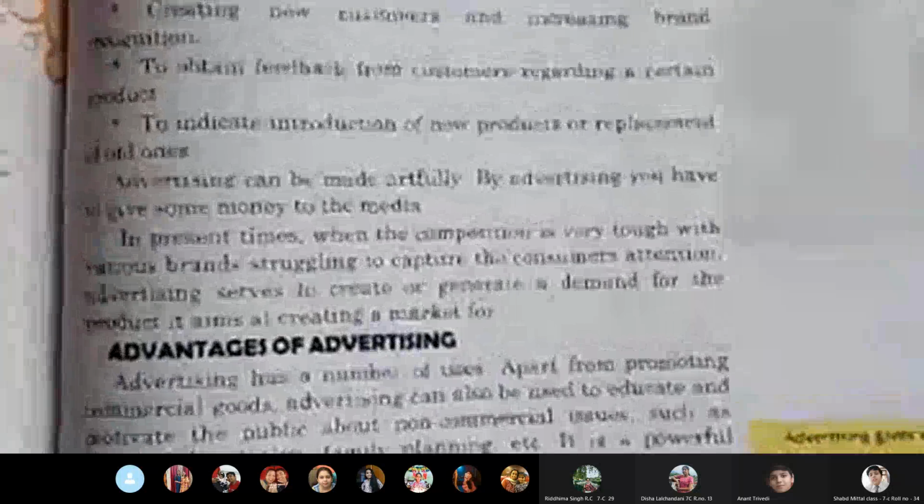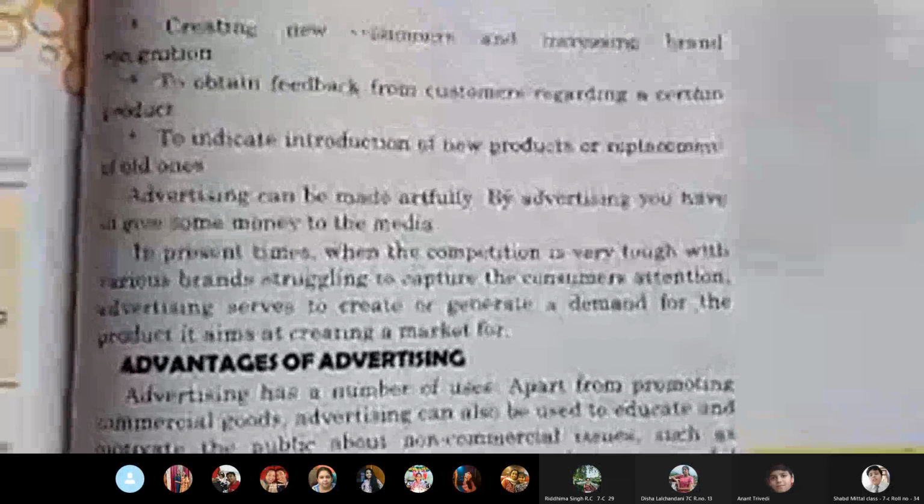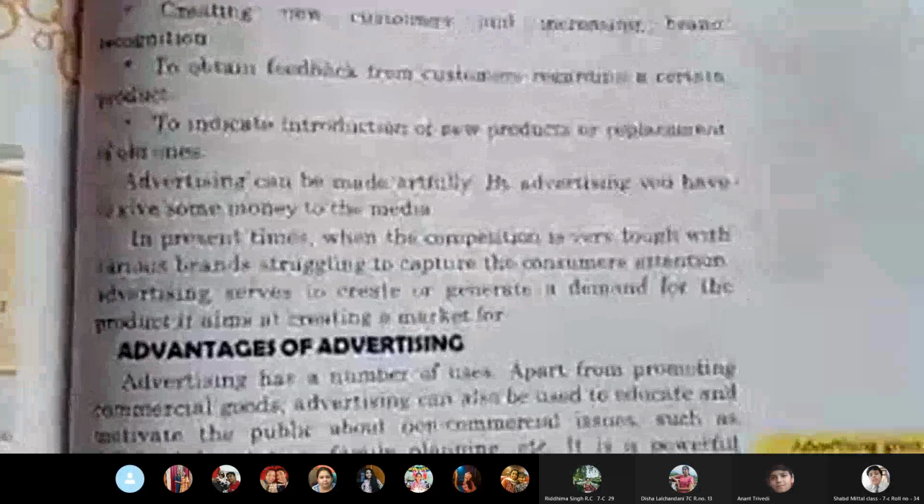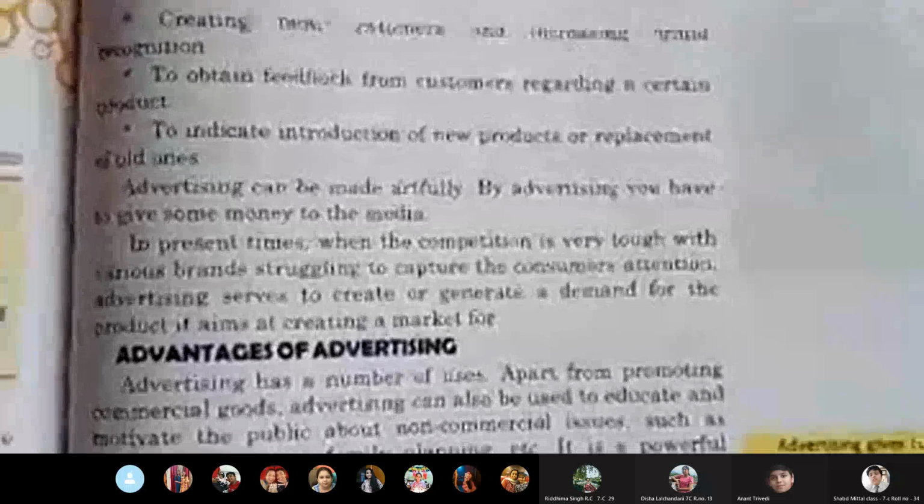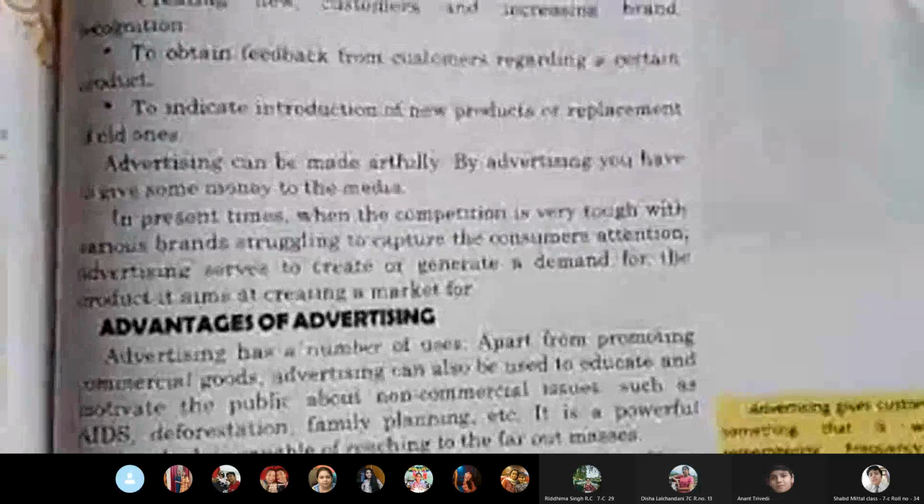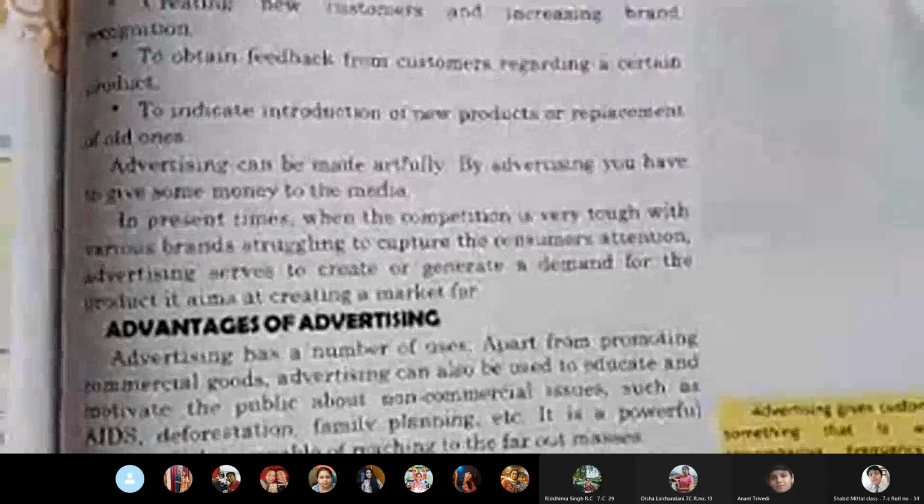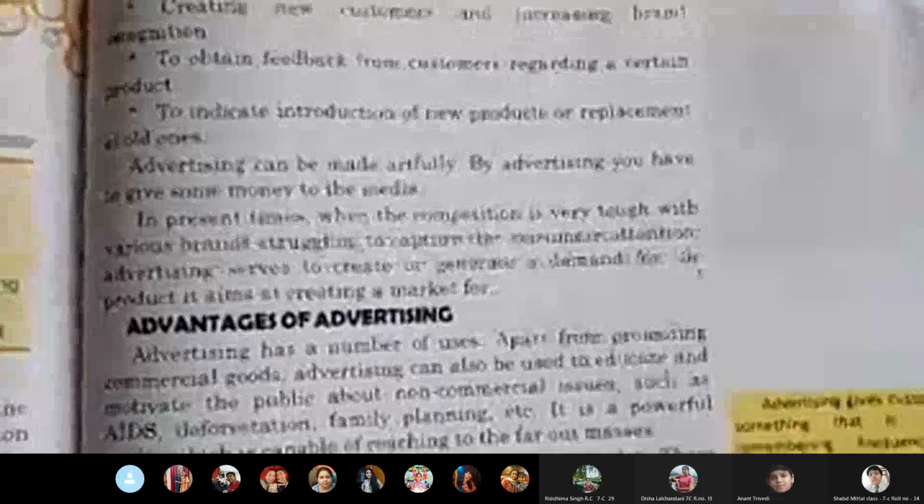as a motif on it. So there are certain taglines also. So all these help in advertising and asking the customers to increase in number, and the brand name Parle is also now very popular. Now, to obtain feedback from customers regarding a certain product. Once you buy a certain product, obviously they ask you for feedback.